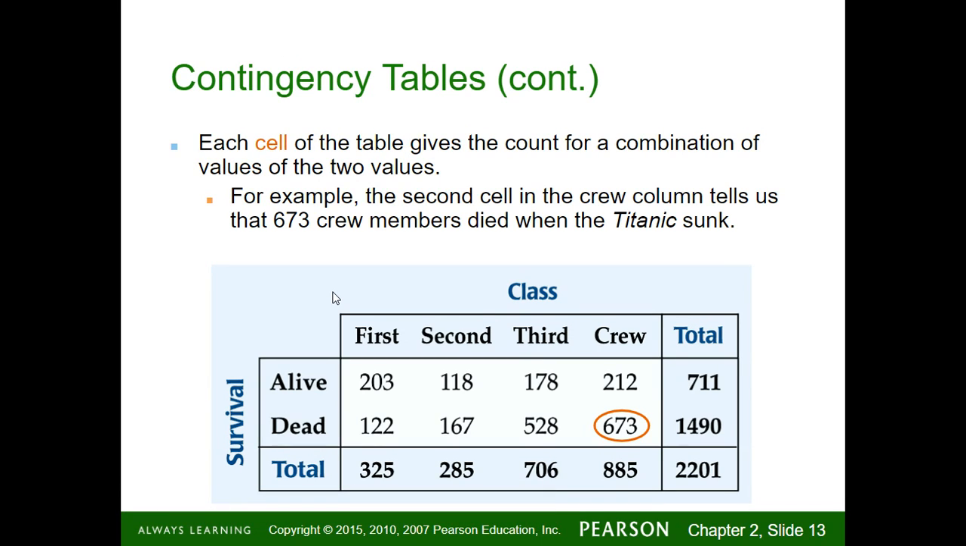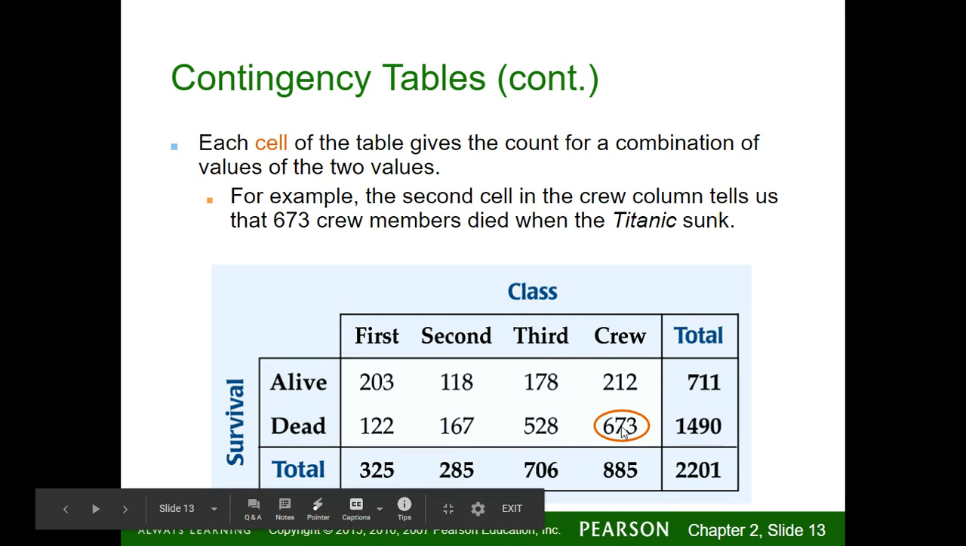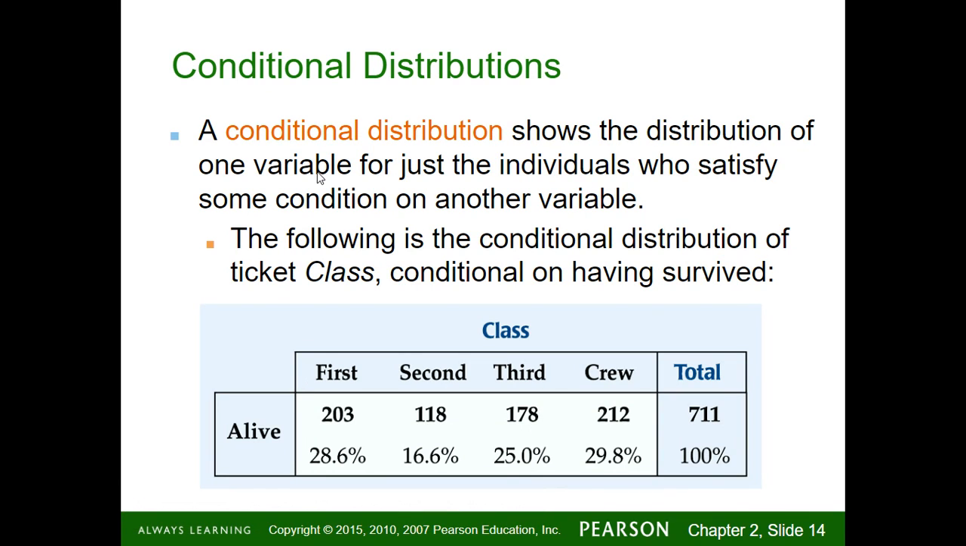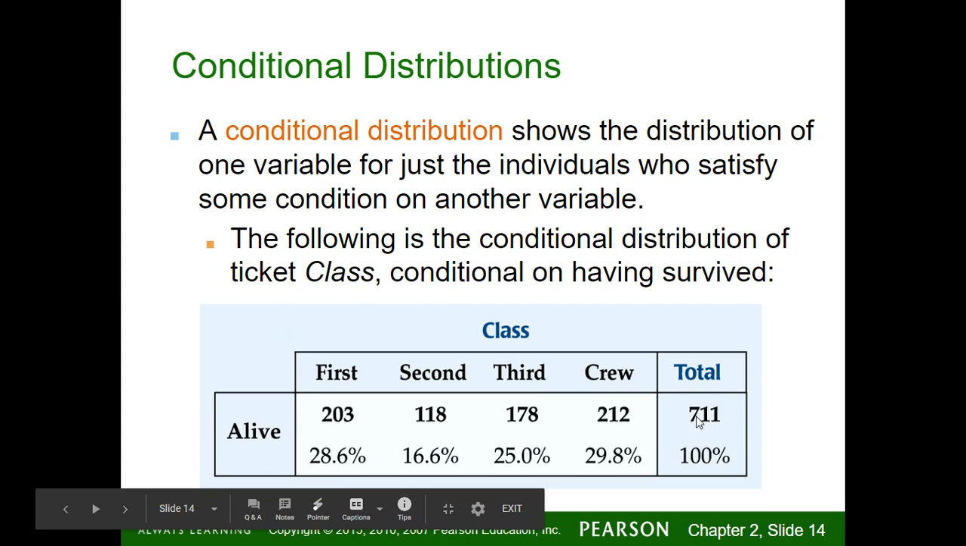Okay, each cell of the table gives our count. Obviously, you can see there, this spot right here would be crew members who died. We can use that for a variety of things, such as when we start talking about conditional distributions. So this right down here is a conditional distribution of ticket class conditional on having survived. So basically, it's out of the people that lived, what percentage were crew?